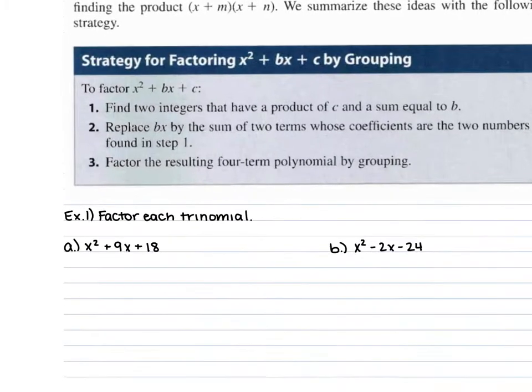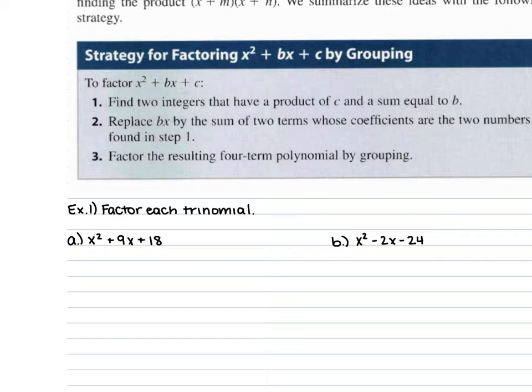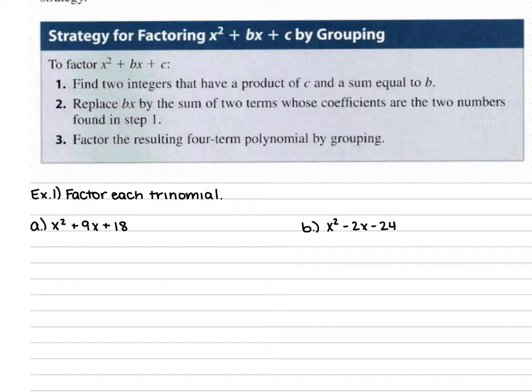If we look at example 1a, we have x squared plus 9x plus 18. You want to find the factors of 18 that add up to be 9. So we can find all of them. We have 1 and 18, 2 and 9, 3 and 6. Now that 9 is positive, that 18 is positive, which means all of these numbers are going to be positive numbers. So if we add these up, the 1 and the 18 gives us 19, the 2 and the 9 gives us 11, and the 3 and 6 gives us 9.